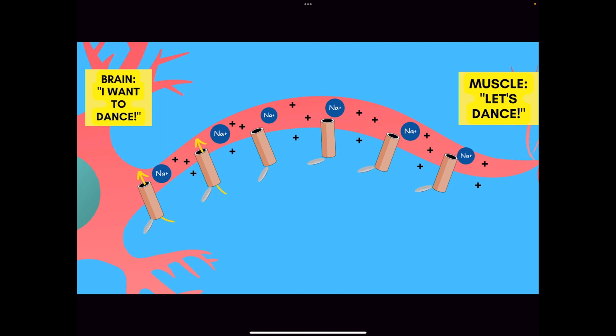This is one of the important reasons to understand both diffusion, because sodium diffused in, but also active transport for sodium-potassium pumps, because it resets neurons so that we can send signals.